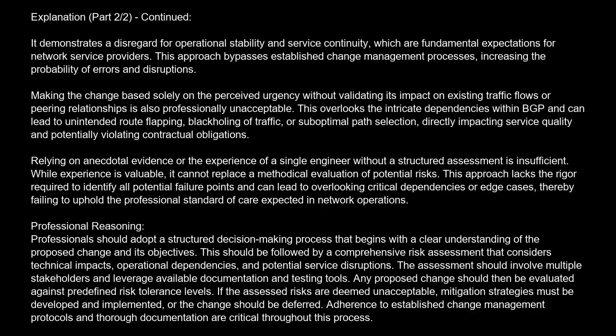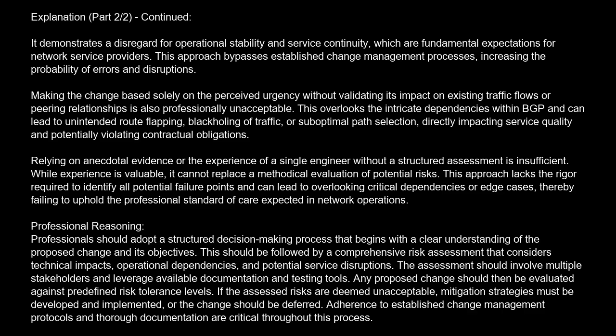Making the change based solely on the perceived urgency without validating its impact on existing traffic flows or peering relationships is also professionally unacceptable. This overlooks the intricate dependencies within BGP and can lead to unintended route flapping, blackholing of traffic, or suboptimal path selection, directly impacting service quality and potentially violating contractual obligations.